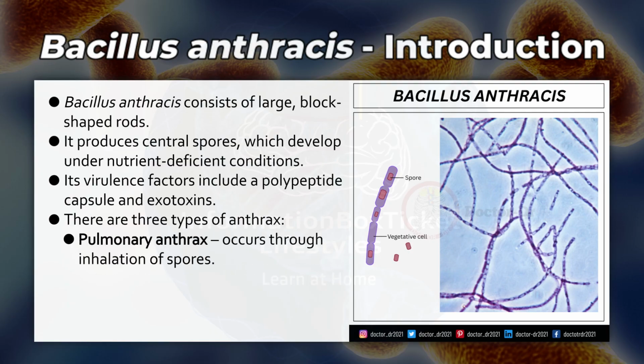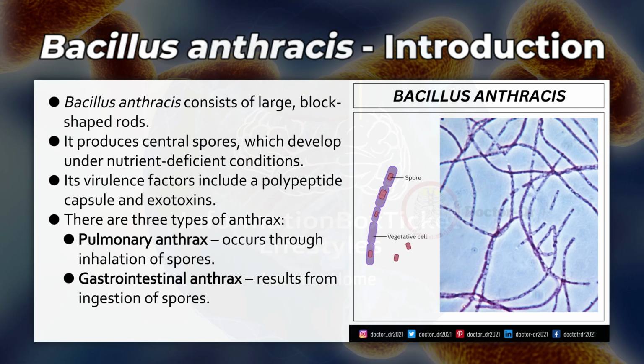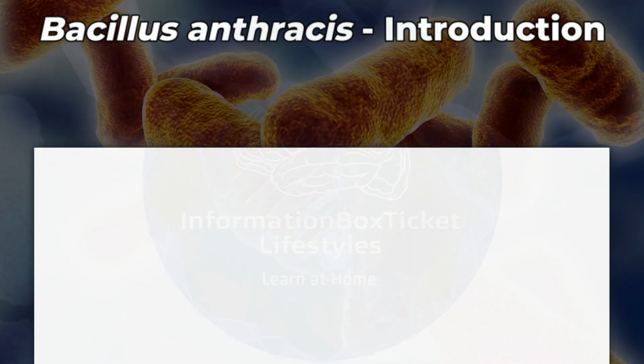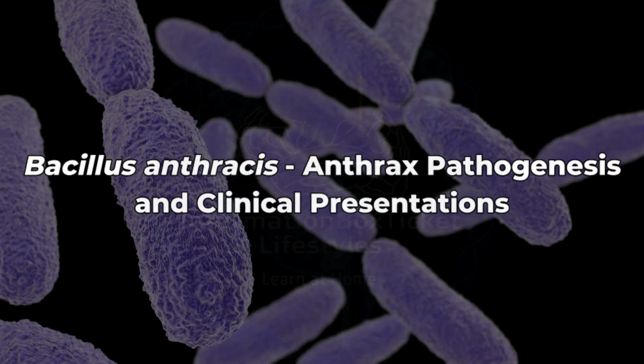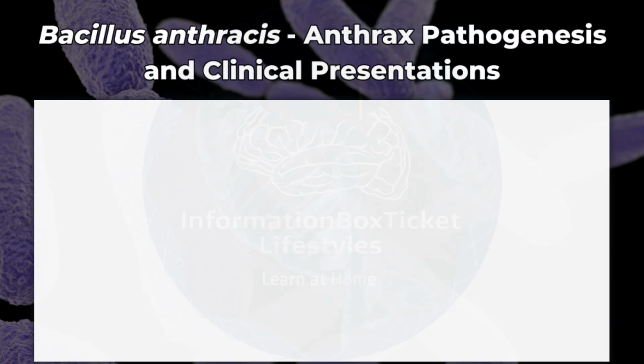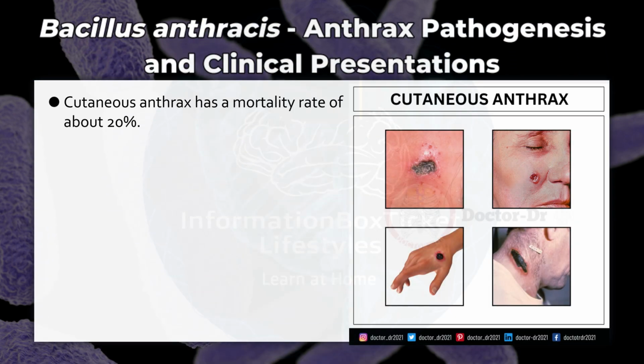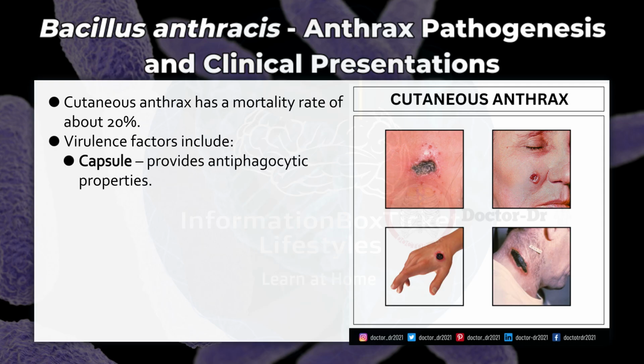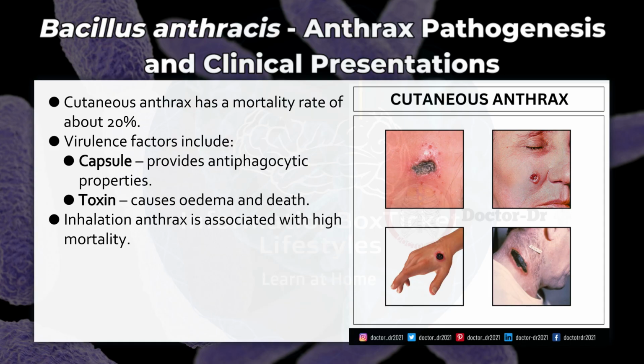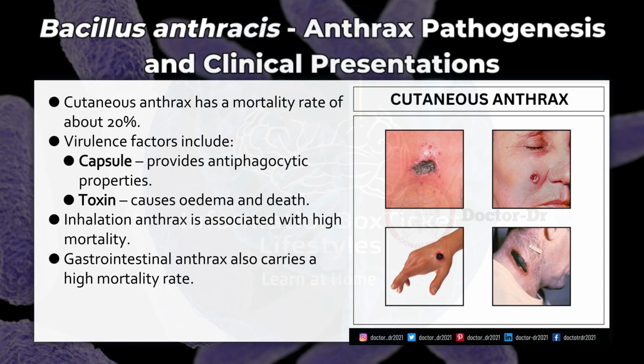Pulmonary anthrax occurs through inhalation of spores. Gastrointestinal anthrax results from ingestion of spores. Bacillus anthracis, anthrax pathogenesis and clinical presentations. Cutaneous anthrax has a mortality rate of about 20%. Virulence factors include the capsule, which provides antiphagocytic properties. Toxin causes edema and death. Inhalation anthrax is associated with high mortality. Gastrointestinal anthrax also carries a high mortality rate.